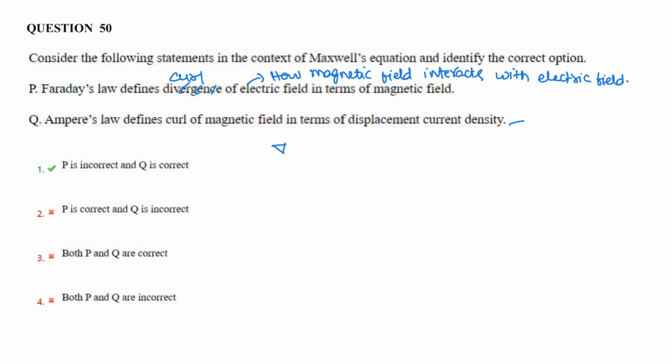Del cross E is equal to minus dou B bar by dou T. So the curl of electric field in terms of magnetic field. So the correct option is 1. P is incorrect, Q is correct.